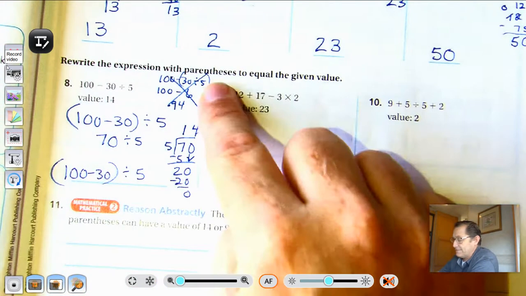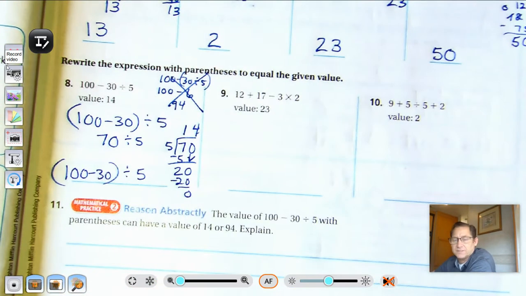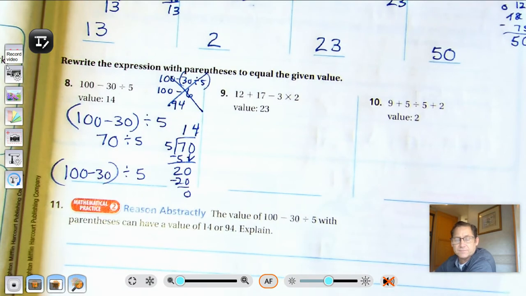So again, guess and check. It doesn't matter if you get it wrong the first time. Just try something else. All right, number 9. We need to come up with an answer of 23. So let's just do it.